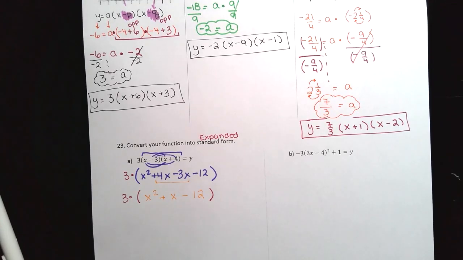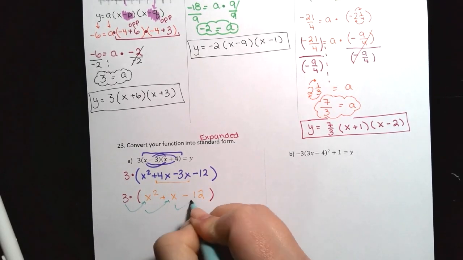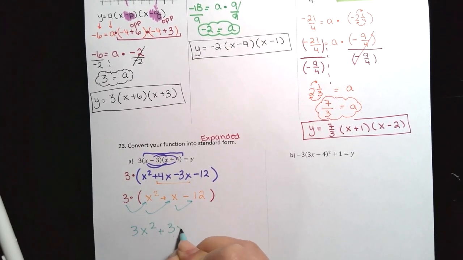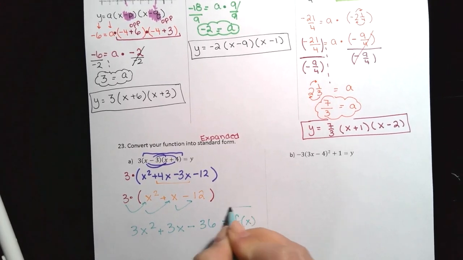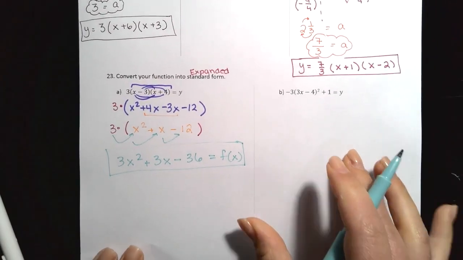And because we had this a value of 3, we're going to need to distribute inward to have 3x squared plus 3x minus 36. And that is going to be our either f of x, g of x. You can still call it y because it is the same thing, just looks slightly different.